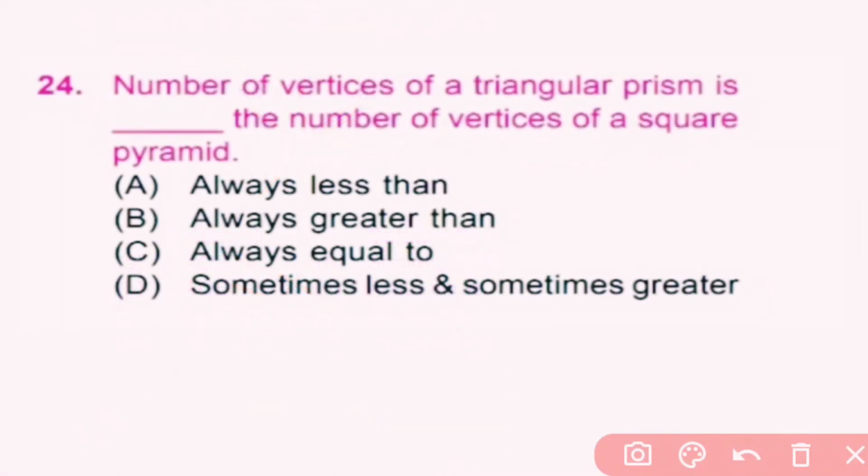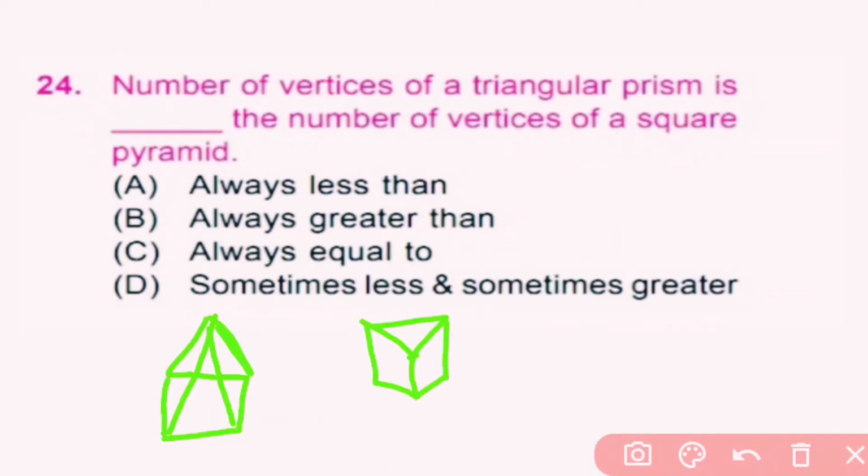Question number 24. The number of vertices of a triangular prism is dash the number of vertices of a square pyramid. In a square pyramid there are 5 vertices, and in a triangular prism there are 6 vertices. So the number of vertices of a triangular prism is always greater than the vertices of a square pyramid. So here B is the correct answer.